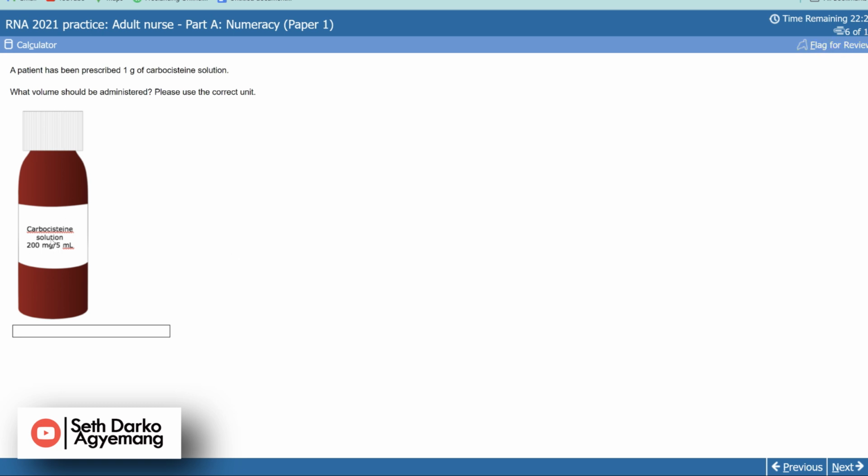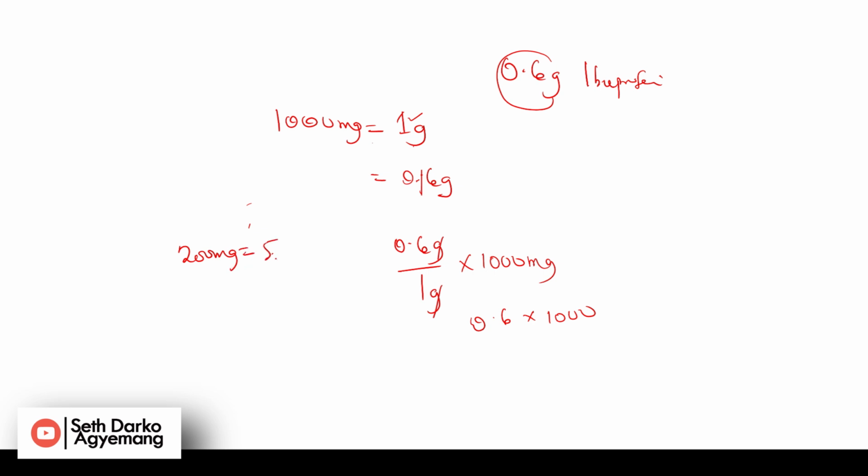Okay, so carbocysteine consists of 200 milligram per 5 ml, and the patient has been prescribed 1 gram. So let's go and do the calculation. 200 milligram is equal to 5 ml of carbocysteine. And then the doctor has prescribed 1 gram. What this means is that we've got to make sure that we make the unit the same. So the question is, how much is 1 gram in milligram? You will say 1000 milligram is equal to 1 gram. So in place of this 1 gram, we can put 1000 milligram.